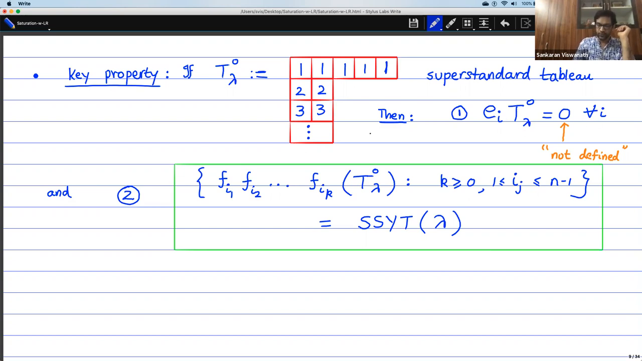And secondly, if I take the superstandard tableau and act on it repeatedly by the various lowering operators, the various f_i's, over all possible choices of i_1 through i_k, and if it's not defined, meaning it's zero, you ignore it, just taking the ones that are defined, that collection is exactly the collection of all semistandard tableaux of shape lambda. So these crystal operators have two important properties. There is a unique special tableau that all the e_i's kill. And secondly, every other tableau can be obtained from this special one by repeated applications of the lowering operators f_i.